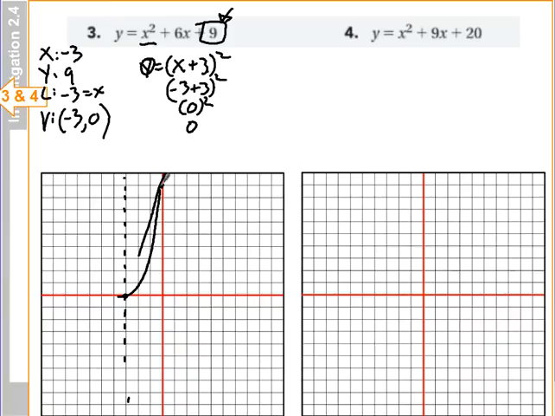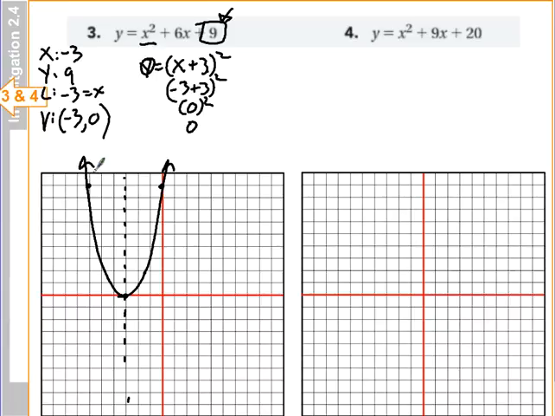And one little trick that I would like to show you really quick is this. You know that parabolas are symmetrical about the line of symmetry. Therefore, if this point is 3 spaces away from the line of symmetry, I will have another one right here, 3 spaces away.